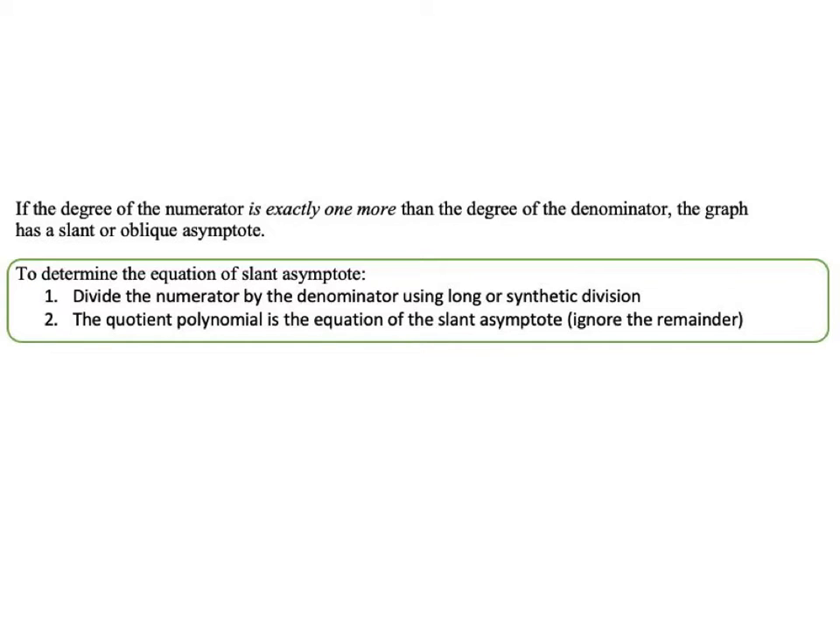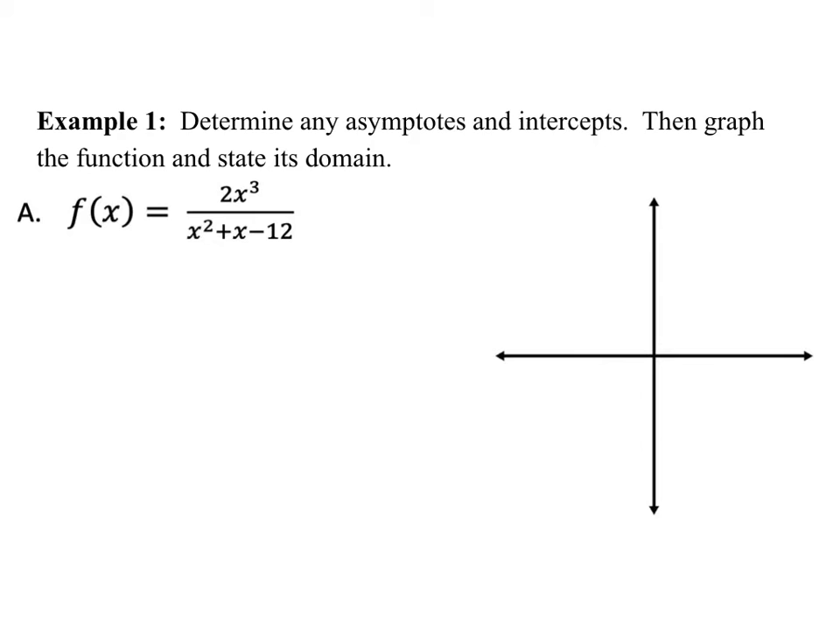So let's, of course, illustrate this with an example. We are told to determine any asymptotes and intercepts. What I spot is, of course, that my numerator is exactly 1 more than the denominator in regards to the degree. So I know that there's going to be a slant asymptote. So I'm setting up my long division. Synthetic's not an option here. And then I need a whole bunch of zeros as placeholders.